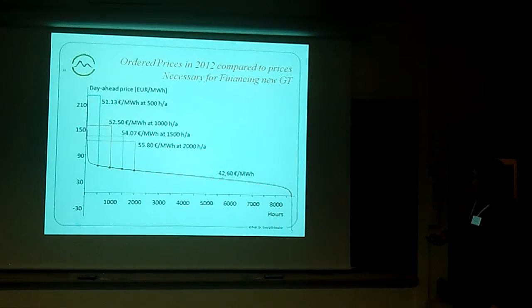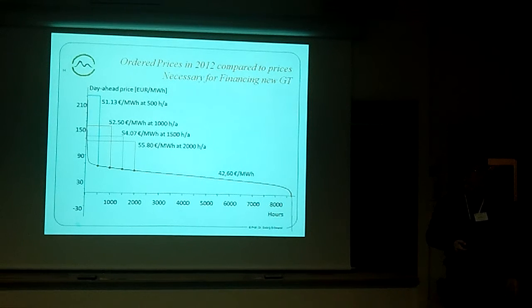Of course, we have 42. We need 10 euros more. The price must be 10 euros higher. Then, with the average day-ahead price, there is a chance for gas turbines to be financed.